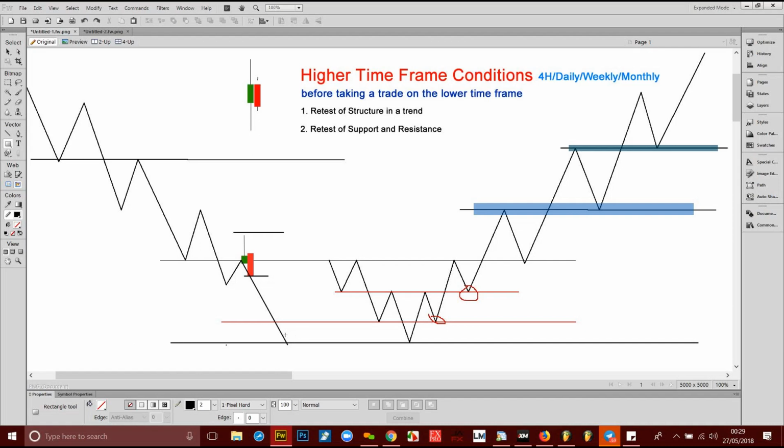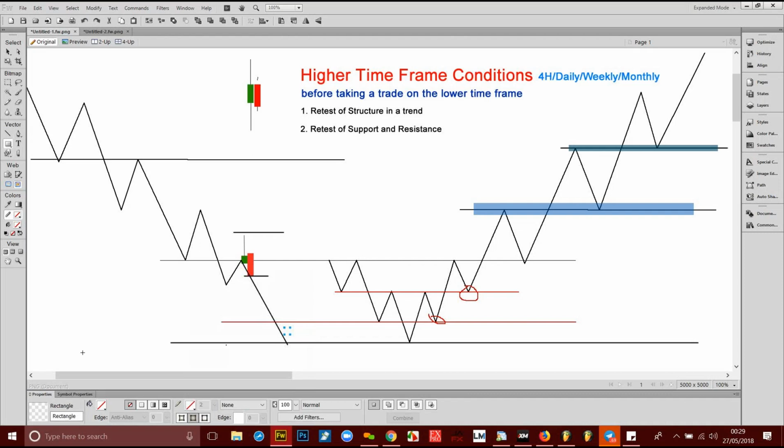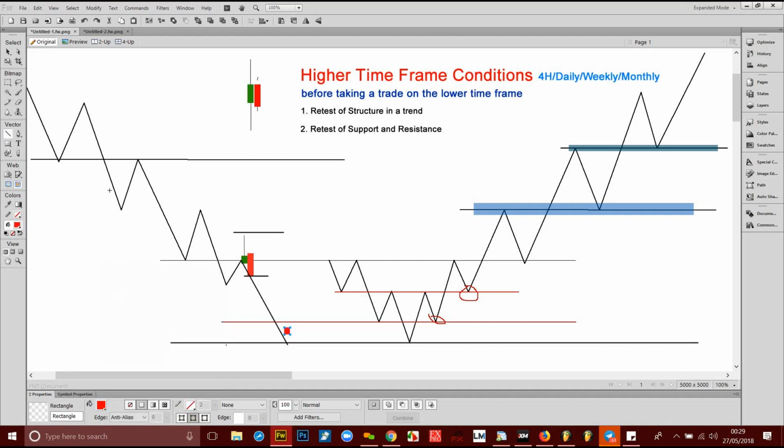So this is what a hammer looks like. A hammer looks something like this. Sorry about that. And then a hammer looks something like this. So this is what you're looking for in the market. We want to see that happen.